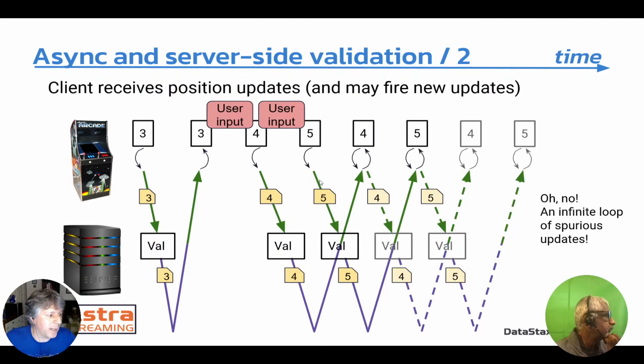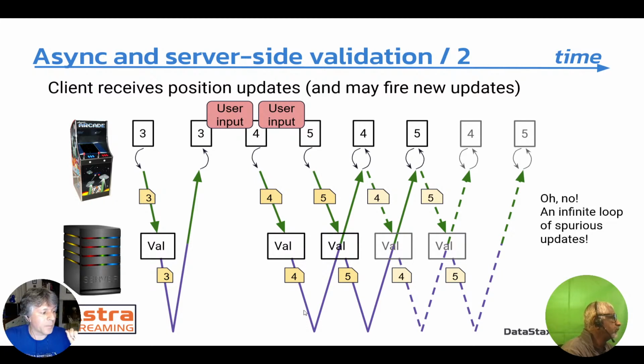But then there is a trick, because something weird can happen. If you don't pay attention when you write such a game, you might end up in an infinite loop of conflicting updates. So look at this sketch. Time flows to the right. Suppose we have two very closely spaced user inputs. So we go from 3 to 4 and from 4 to 5 very quickly. Both trigger sending a message.